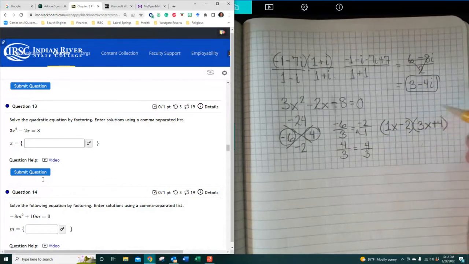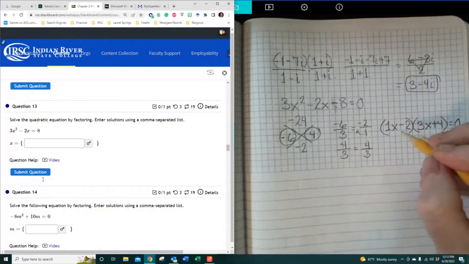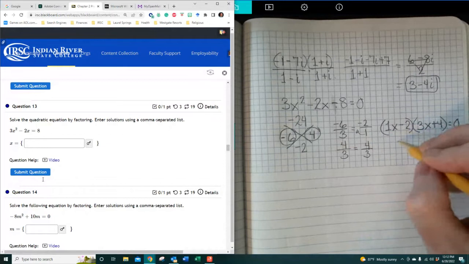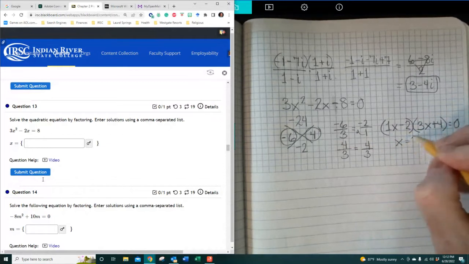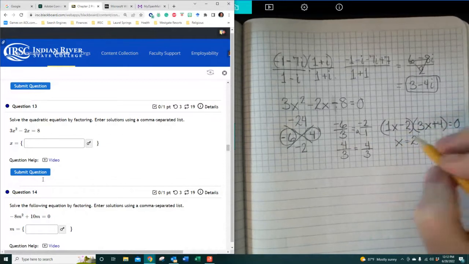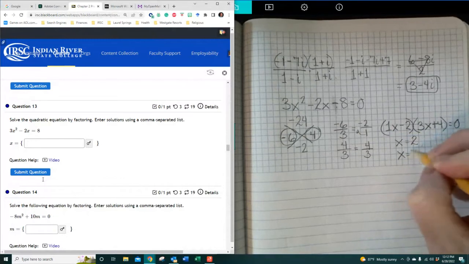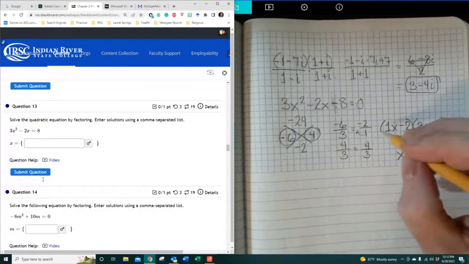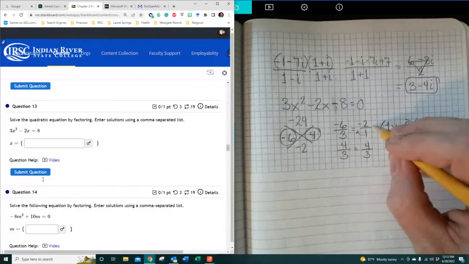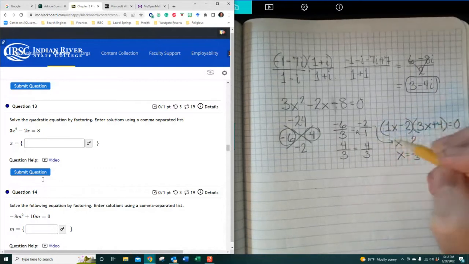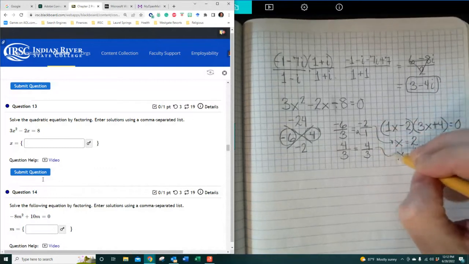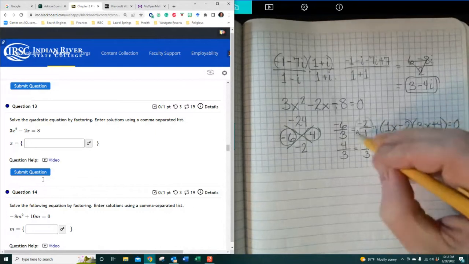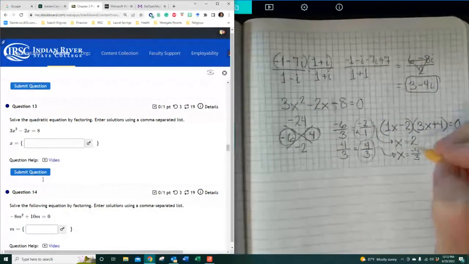But now we're solving this. So what we're doing is setting each factor equal to 0. Setting this equal to 0, we get x equals positive 2. Setting this equal to 0, we get x equals negative 4/3. Now, if you look at this, if you do it right, the solution is just the opposite of what we came up with here. All right, take note of that.